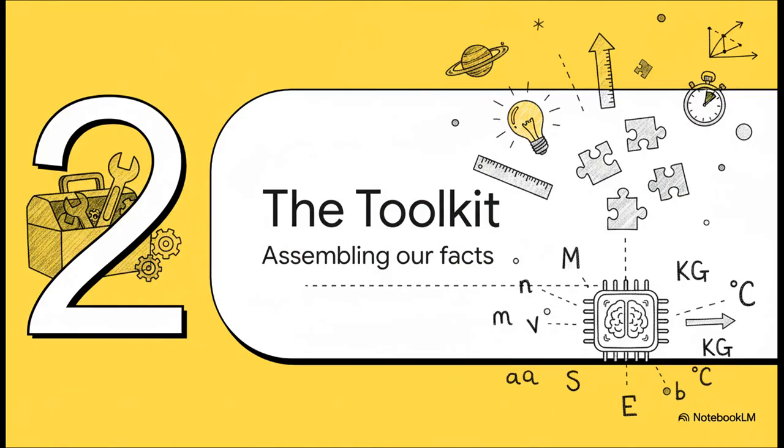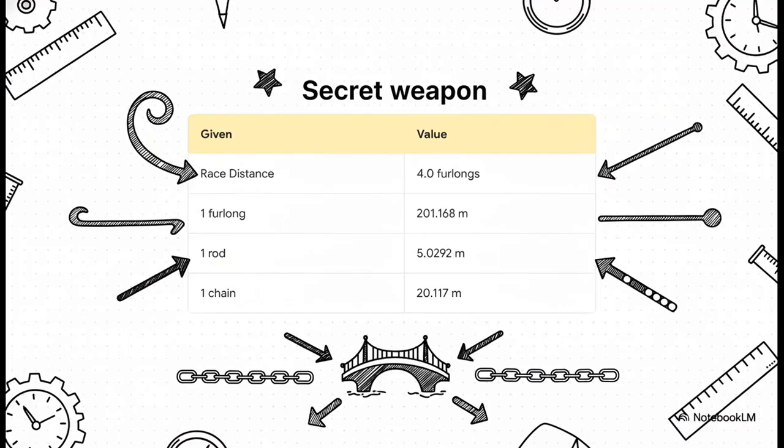Okay, so what's next? Well, just like a mechanic lays out all their tools before starting a job, we're going to lay out all our facts. Let's get everything organized so we know exactly what we're working with. All right, here's our toolkit. We know the race is 4.0 furlongs long, and we're given these three conversions. Now, what's the one thing they all have in common? Yep, they all connect back to the meter. And that, my friends, is our golden ticket. Meters are going to be the bridge that connects everything together.